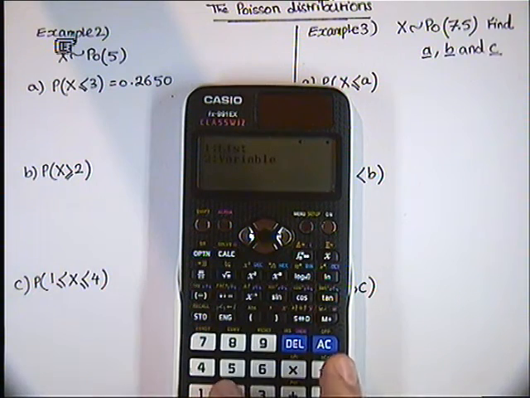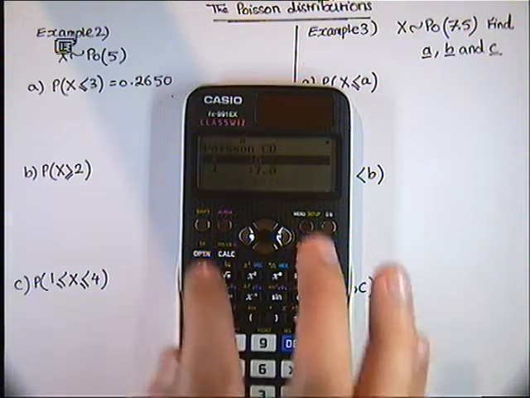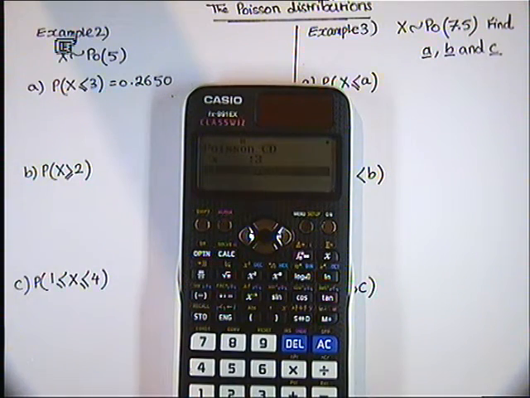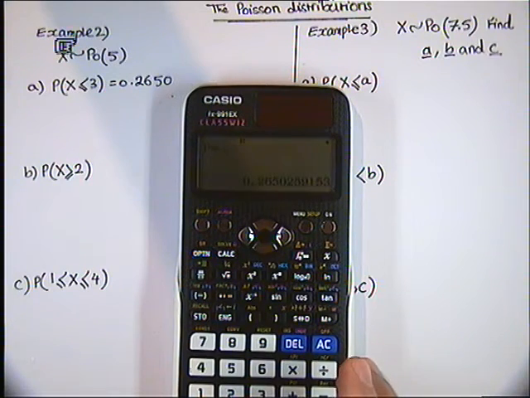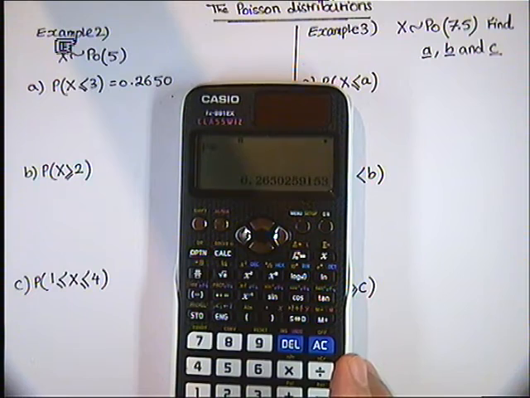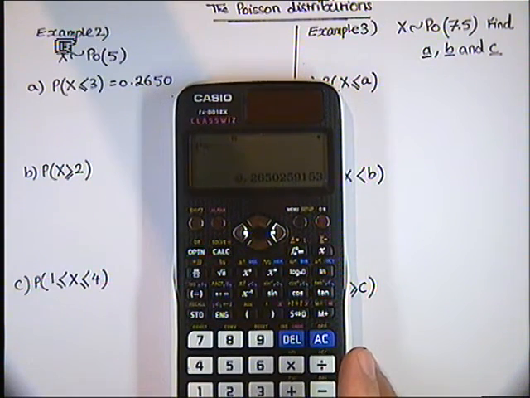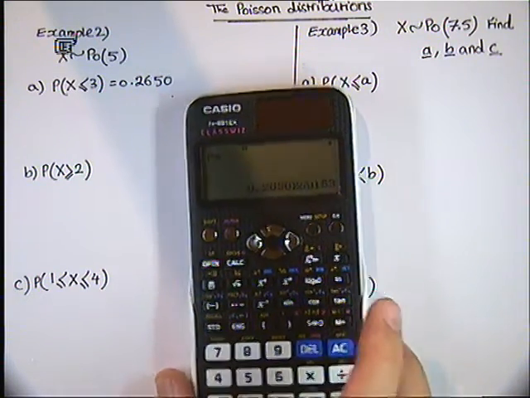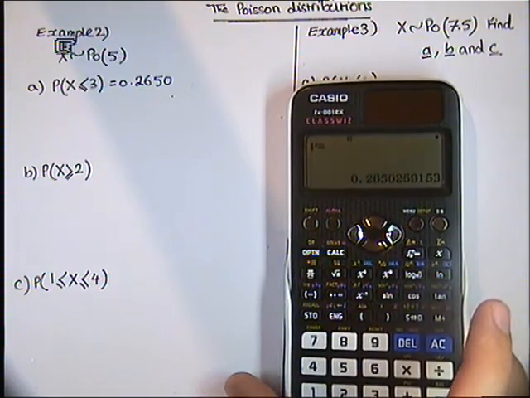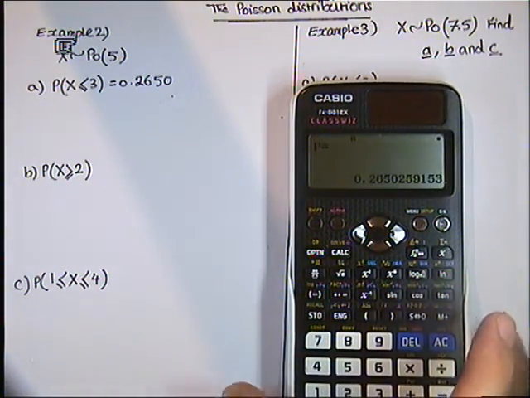Okay, this is number 2 variable. So X is equal to 3 in this case and lambda is equal to 5. So we can clearly see that it is 0.2650 and so on. So now it's up to you whether to use the calculator or the table. However, you are allowed to use a calculator in the exam. I would strongly advise learning how to use the calculator just to avoid extra working in the exam.